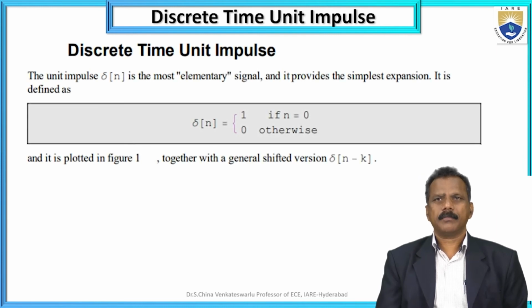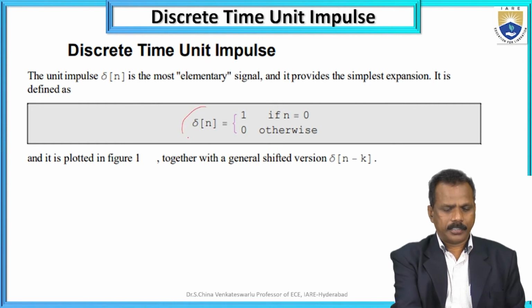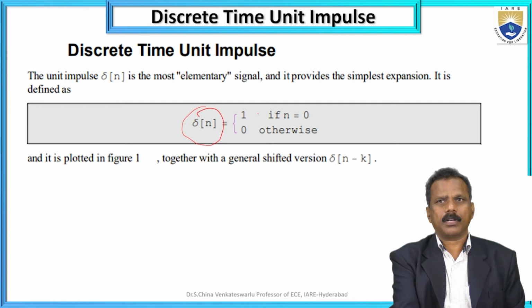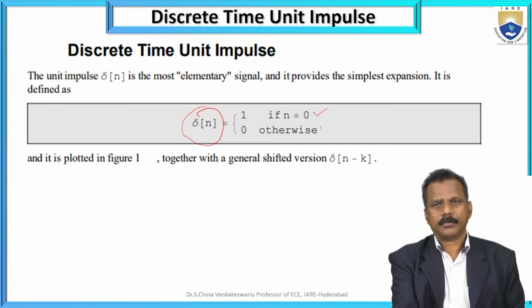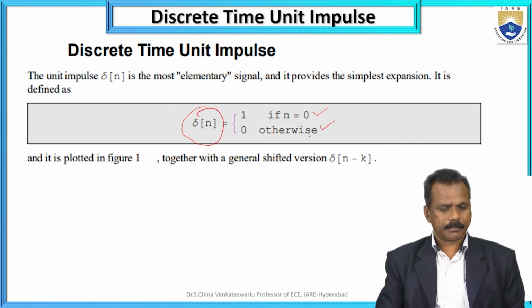Here, the discrete time unit impulse is denoted by delta of n. It is the most elementary signal, and it provides the simplest expansion. It is defined as delta of n equal to 1 if n is equal to 0, and delta of n equal to 0 otherwise. Okay, and it is plotted.